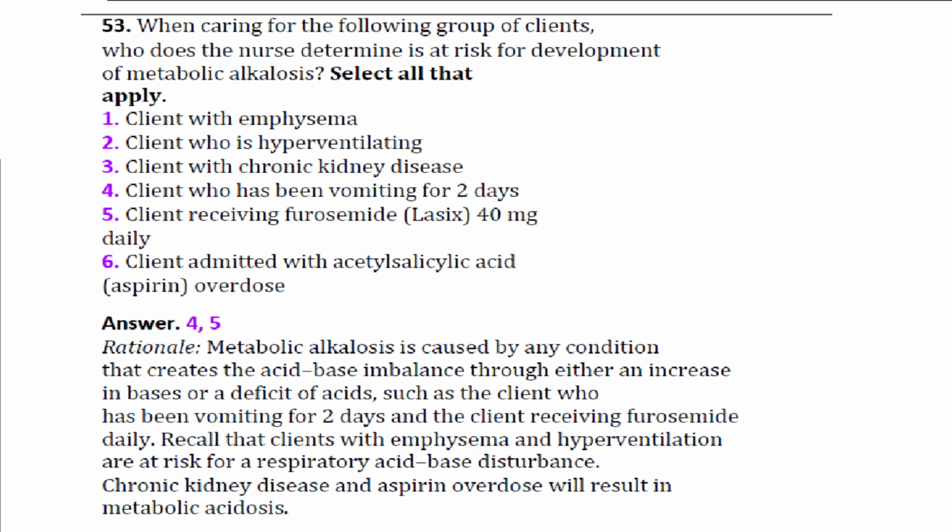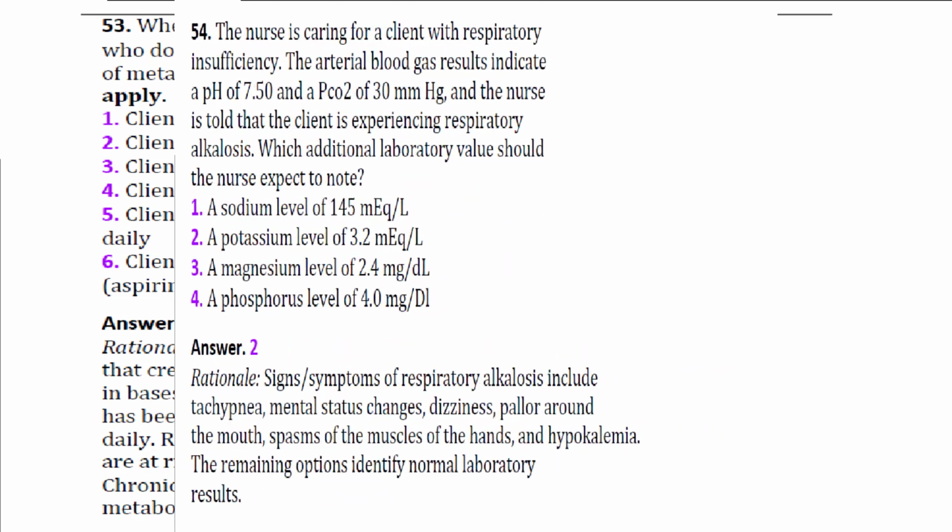Answer. 4, 5. Rationale. Metabolic alkalosis is caused by any condition that creates the acid-base imbalance through either an increase in bases or a deficit of acids, such as the client who has been vomiting for 2 days and the client receiving furosemide daily. Recall that clients with emphysema and hyperventilation are at risk for a respiratory acid-base disturbance. Chronic kidney disease and aspirin overdose will result in metabolic acidosis.